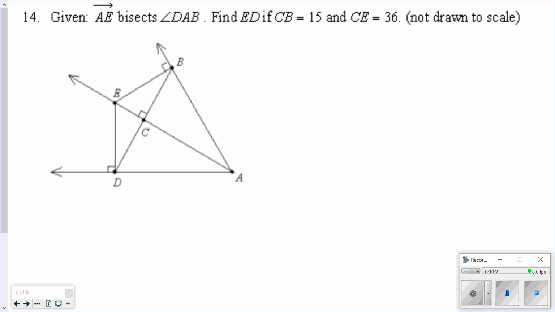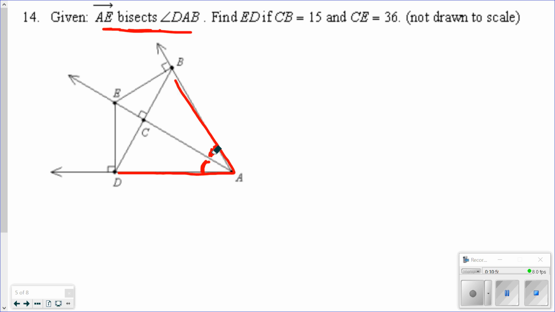Given that ray AE bisects angle DAB, we want to find ED if BC is equal to 15 and CE is equal to 36. Please note that the drawing is not to scale. All right, so let's label what we know. So we know that AE bisects angle DAB. So DAB is this angle here. So that means that DAC is congruent to CAB. These two angles are congruent.